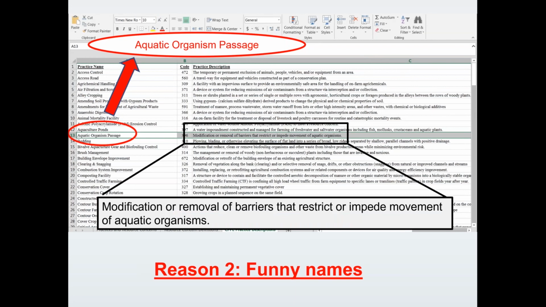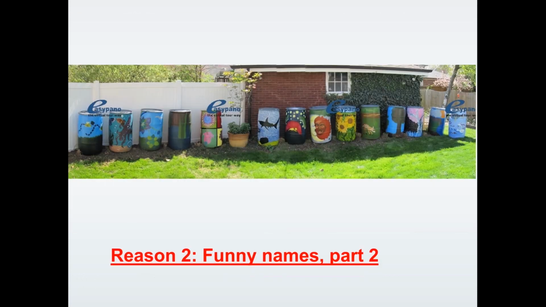NRCS in their language, and no diss on them, they've had a long history of success, calls it aquatic organism passage. And if you read the description, it's the modification or removal of barriers that impede aquatic organisms. So you have to learn the right name. And we had a lot of, everybody calls things different names. In the stormwater world, which is part of my background, these are called rain barrels.